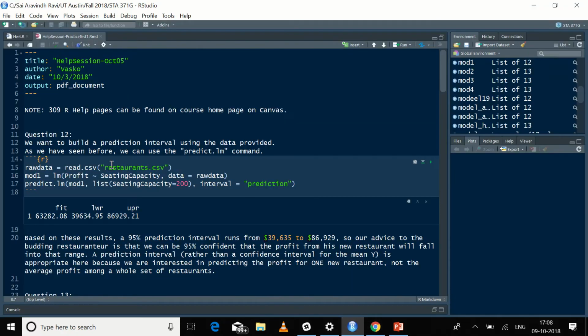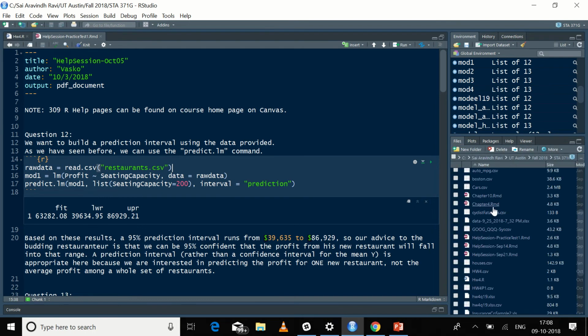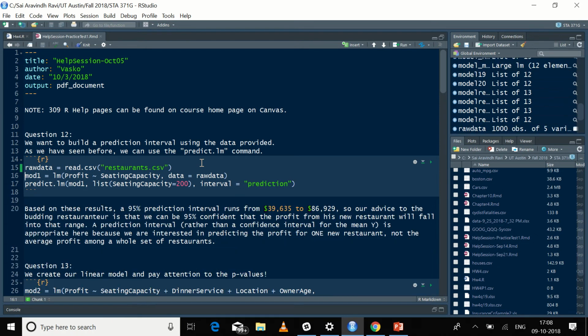We've already seen that you need to build a model first to be able to do this. And first, I'm importing the CSV. Remember that the CSV file should have been downloaded and kept in the folder which you're going to be using as your working directory. After that's done, I'm using the read.csv command to import the data into my global environment. Now I'm building a model. I'm calling it model one. I'm running it as a linear model statement, lm, of profit against seating capacity, referencing data equals raw data.